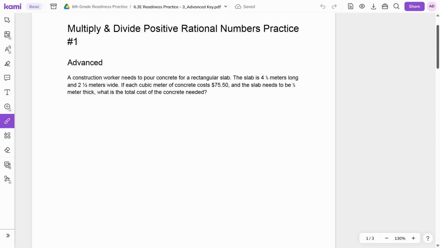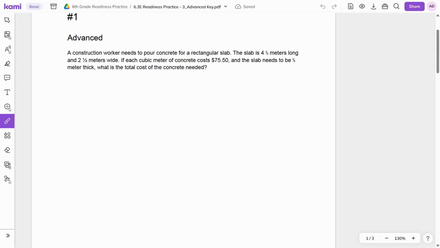So we have a construction worker who needs to pour concrete for a rectangular slab. The slab is 4.5 meters long, 2.5 meters wide, and then we've got a cubic meter cost. The slab needs to be 1/5 of a meter thick. So really we're talking about a rectangular prism.